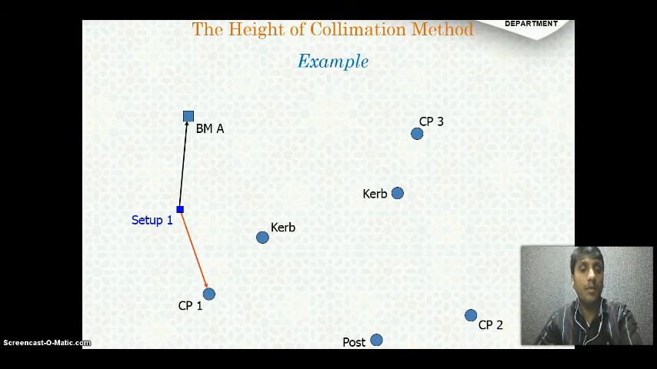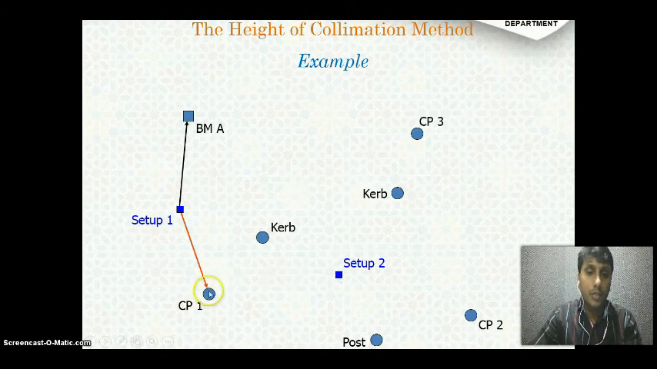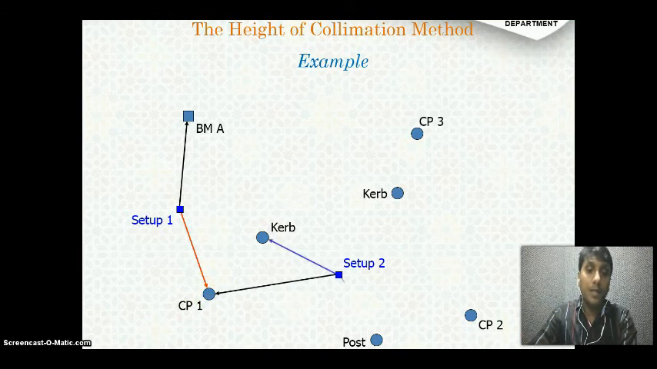CP1 means the instrument is going to be changed. So now the instrument is set up at 2. After setting up, you have to immediately check CP1, which will become the backside. Then the curb intermediate side, post intermediate side, then CP2. It means that after CP2 you are going to change the equipment.